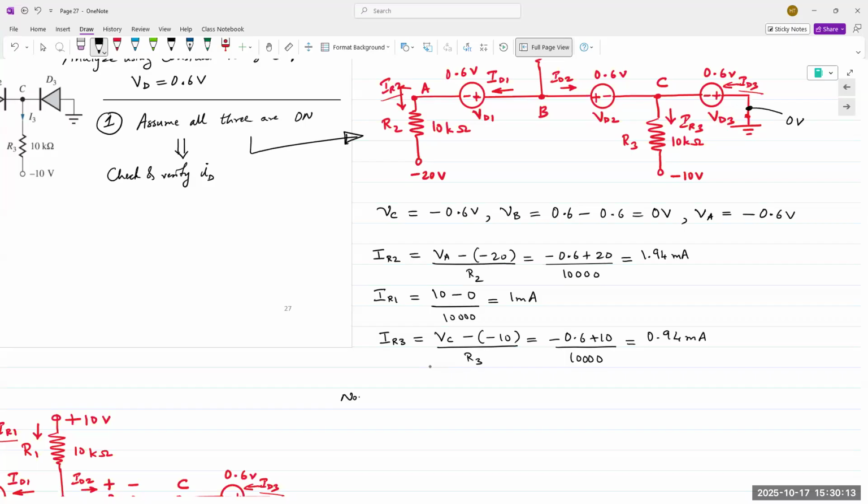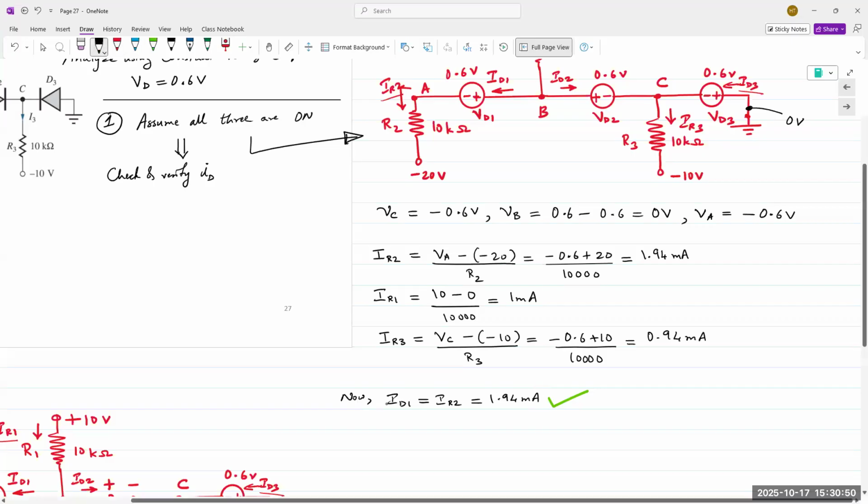So now let's find ID1. ID1 is going to be the same as IR2. And so IR2 is 1.94. What is our original assumption for this diode? It's on. And the diode current is greater than 0. So we can say our assumption could be correct. We got one green. All right, let's see ID2.